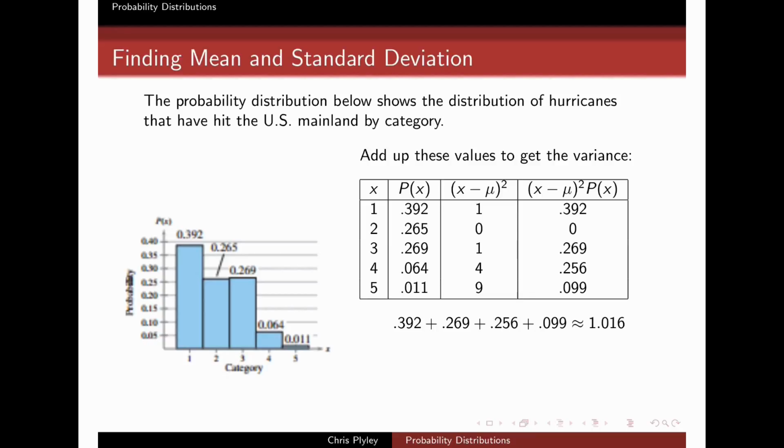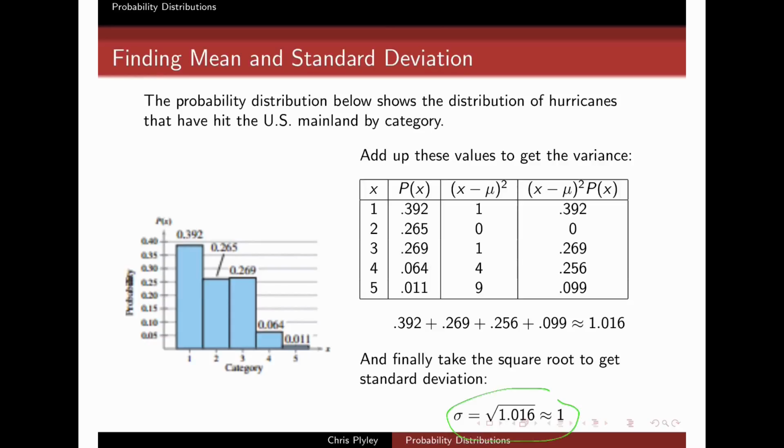I get 1.06, and I take the square root, which is approximately 1. So what that tells me is that the standard deviation of this set here is 1. I have a mean of 2 and a standard deviation of approximately 1. And that gives me a sense of the spread of the data. And I can do this for any probability distribution. I can find the mean and the standard deviation.